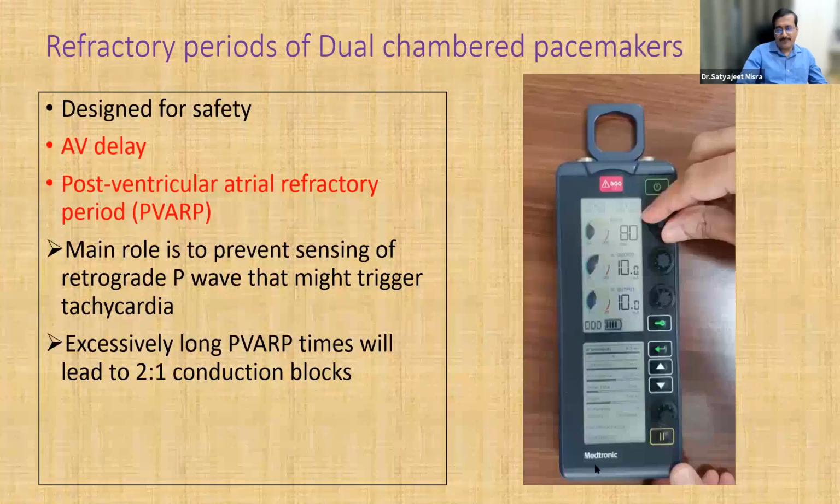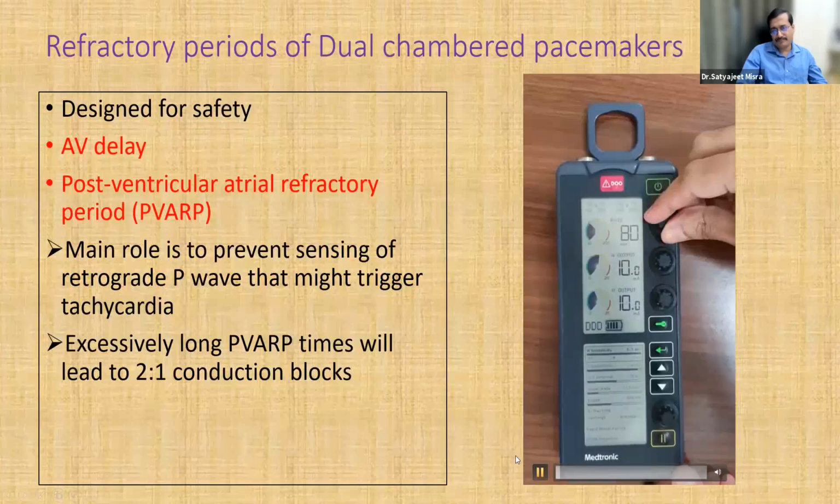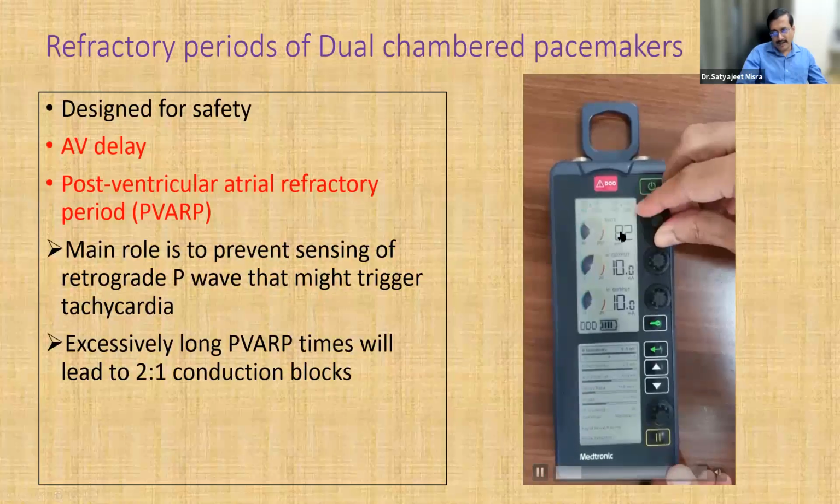How do we do that? I don't know what the best refractory period is for a particular patient as far as the AV delay is concerned, or as far as the PVARP is concerned. Thankfully, the machines are intelligent in the sense that these functions are automated.